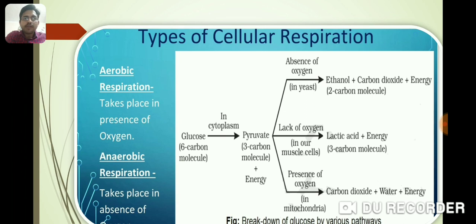Third fate of pyruvate is in mitochondria in the presence of oxygen, where it is broken down into carbon dioxide, water, and a large amount of energy. This is called complete breakdown of glucose. Carbon dioxide and water are the end products, and a large amount of energy is produced during this process. This is called aerobic respiration.